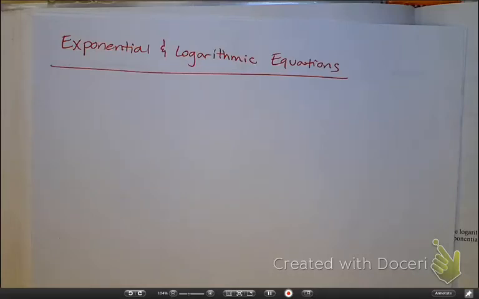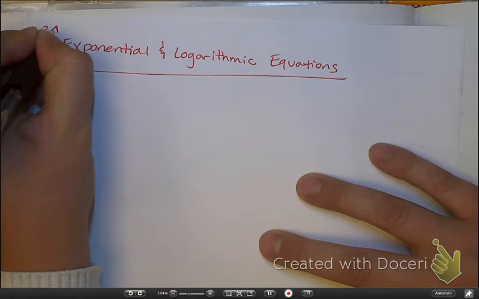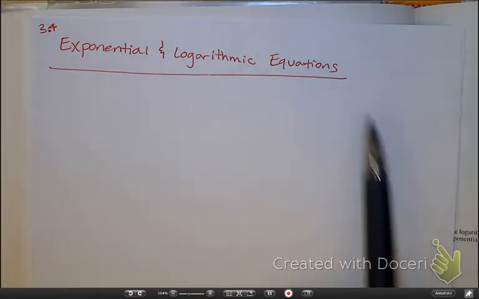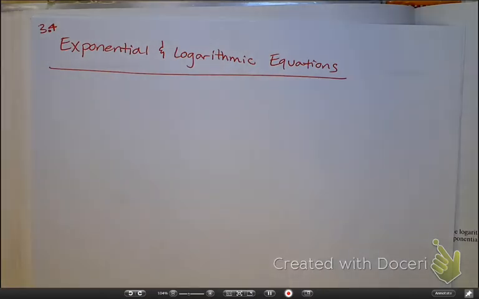So this is section 3.4, and it's titled Exponential and Logarithmic Equations. We're going to learn a little bit about it by looking at our textbook, and we're going to do some examples together. So do me a favor and write down this as your title for today in your notes, and you guys are going to take notes on this video.